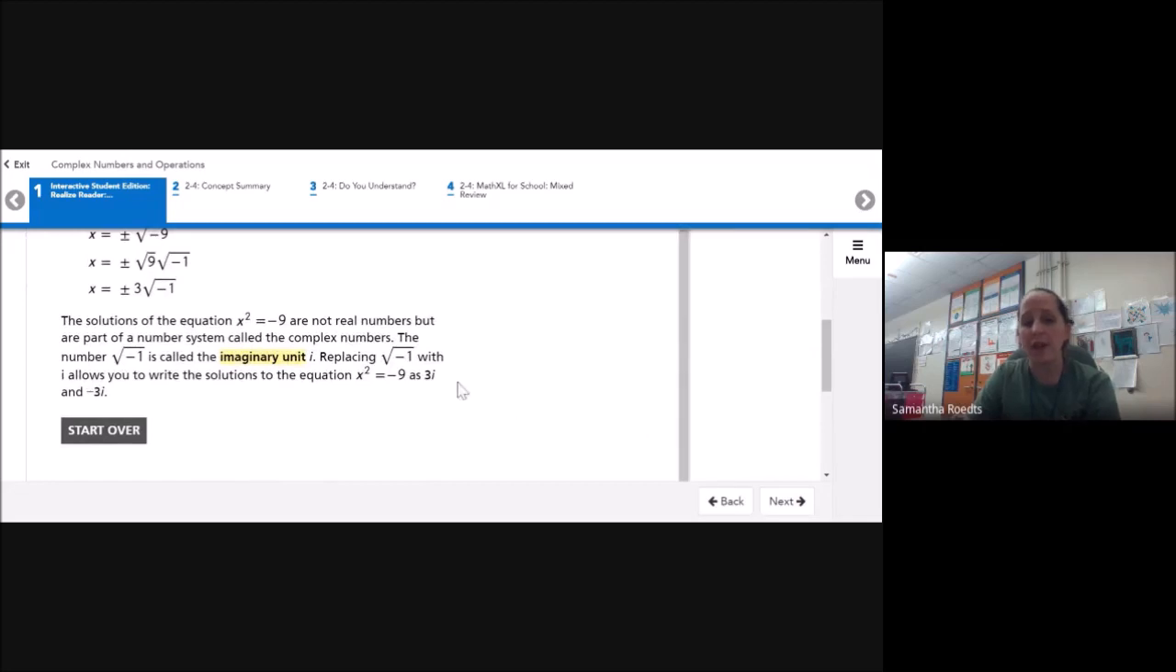The solutions of the equation x squared equals negative 9 are not real numbers, but are part of a number system called the complex numbers. The number, the square root of negative 1, is called the imaginary unit i. Replacing the square root of negative 1 with i allows you to write the solutions to the equation x squared equals negative 9 as 3i and negative 3i.